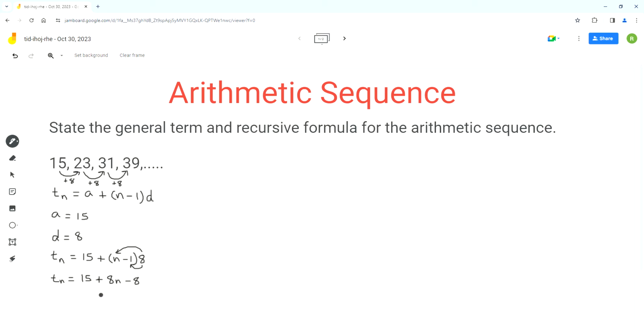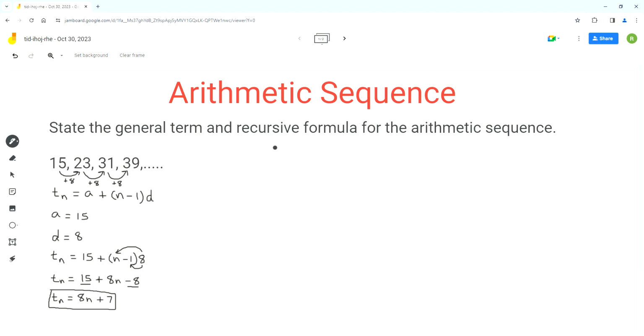Now we can simplify this expression by combining like terms. So 15 and negative 8 are like terms. So we can keep the 8n as it is because there is no other n term in this expression. And then we can do 15 minus 8, which is equal to 7. So this is the final answer for the general term of this given arithmetic sequence: Tn equals 8n plus 7.